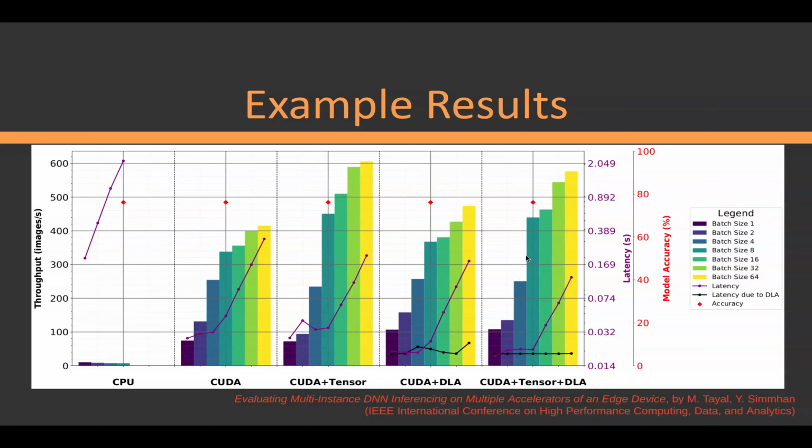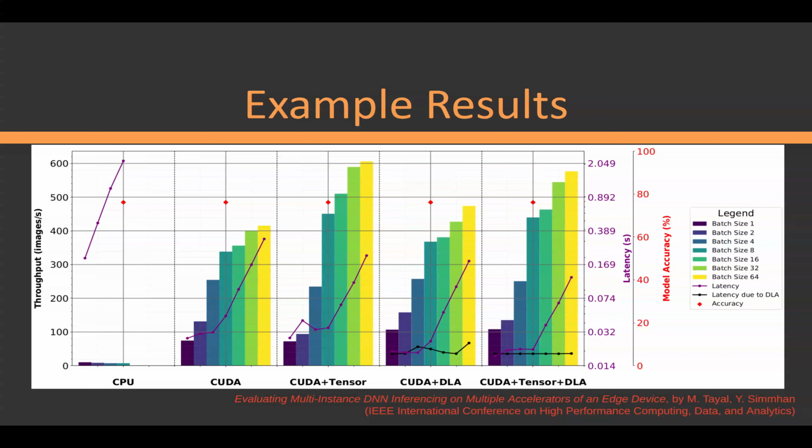These two groups of bar graphs have something in common, and that is that these results have been generated by also using DLA cores. So if you compare these results, overall you might see that for bigger batch sizes, CUDA plus tensor is the best combination that you can actually use. So there is actually no need of using DLA cores when you are straight away going for bigger batch sizes.